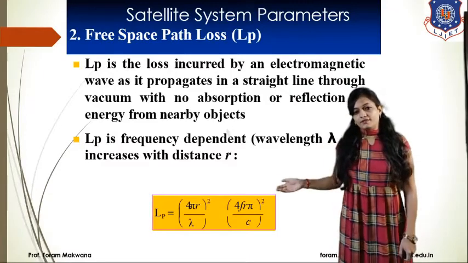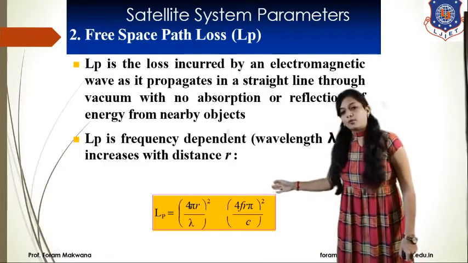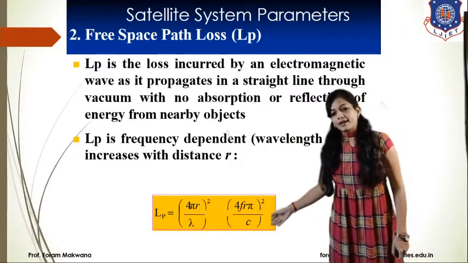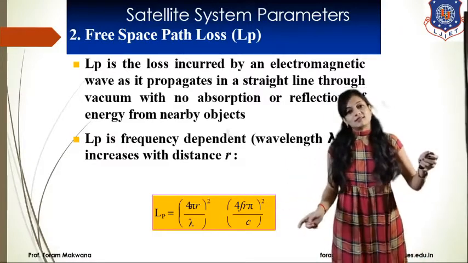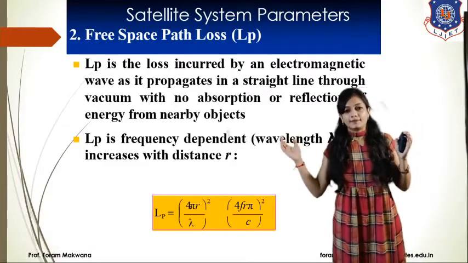Now what is the formula that we have already seen? LP equals (4 pi r upon lambda) whole square. Now what is lambda? Lambda is the wavelength. What is r? R is the distance between my transmitter and satellite.